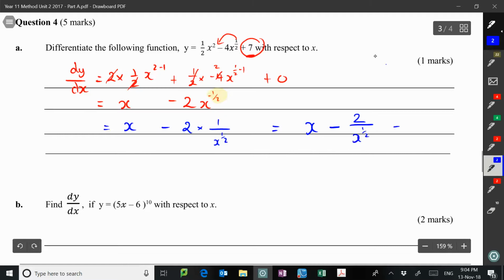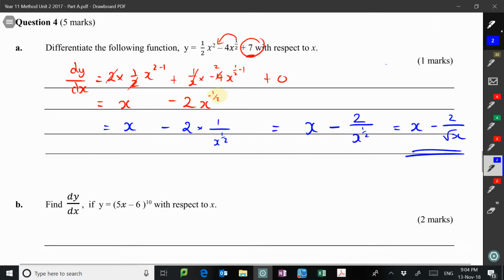Now if you haven't picked up, again, anything to the power of half really means square root. That's what square root is. It's the power of half. So another way of writing it is x minus 2 over root of x. There you go. That's my proper answer. Okay? That's the derivative. You're just doing the power rule. Nothing tricky.